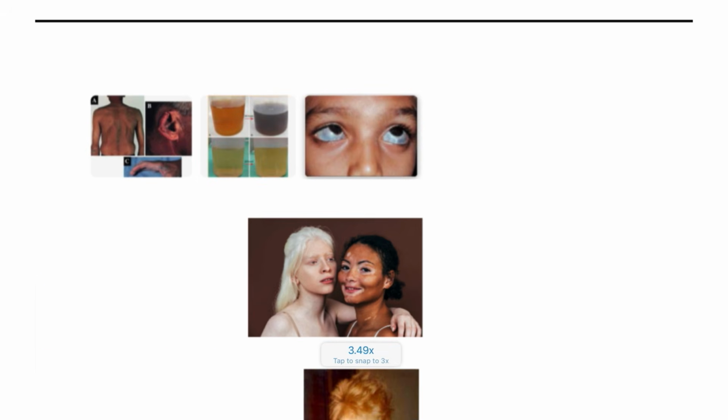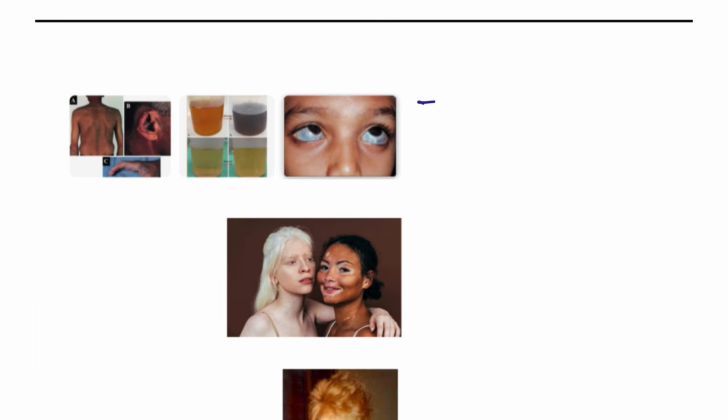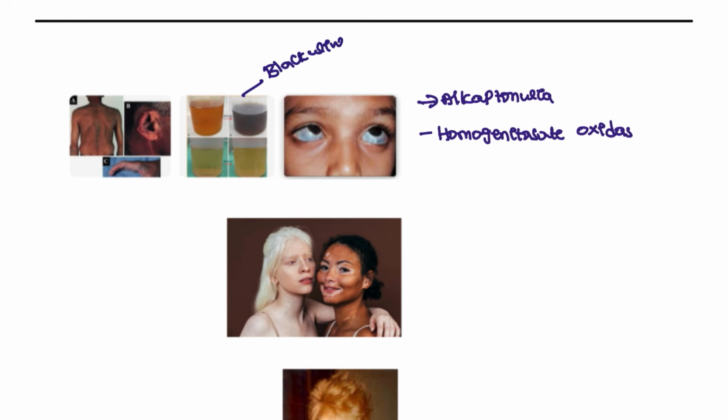Next, let's see some other conditions that we have here. So this is the condition of homocystinuria, right? This is the condition of alkaptonuria, guys. The enzyme that is deficient in this patient is homogentisate oxidase. Here you can see this is also known as black urine disease. And in this condition, the eyes, bones and ear lobules are affected, which is known as ochronosis.